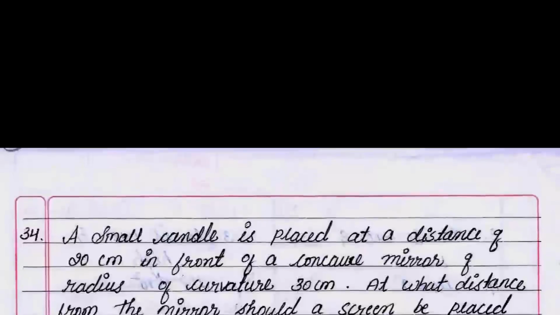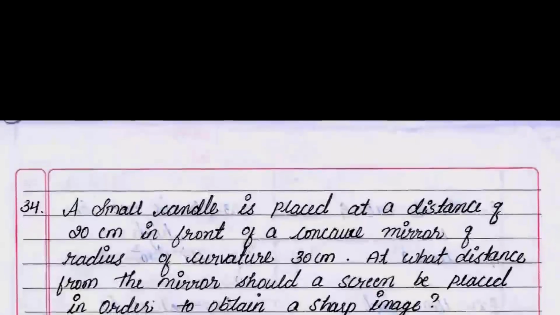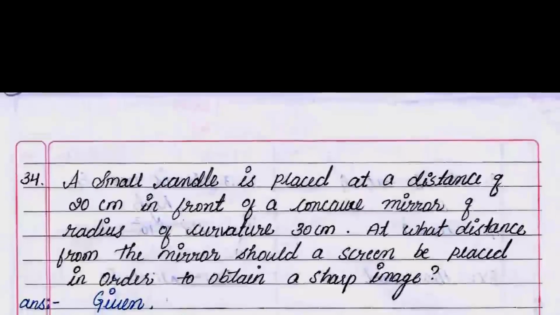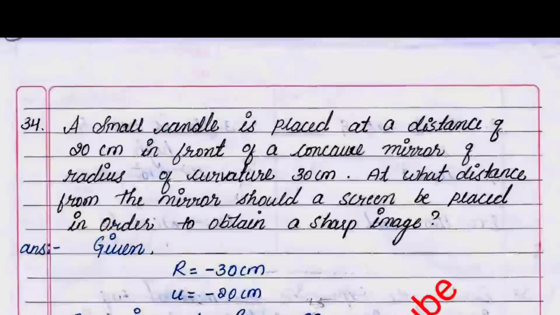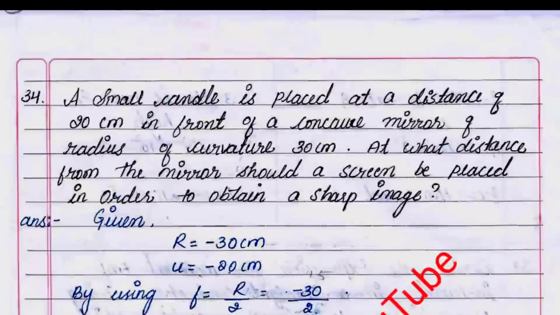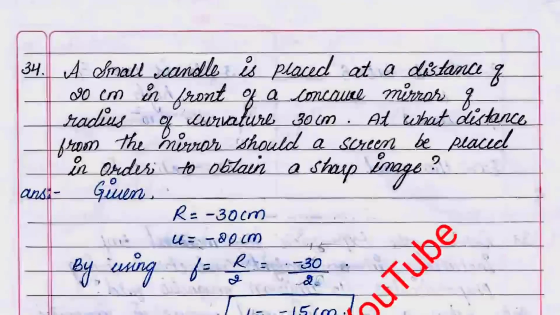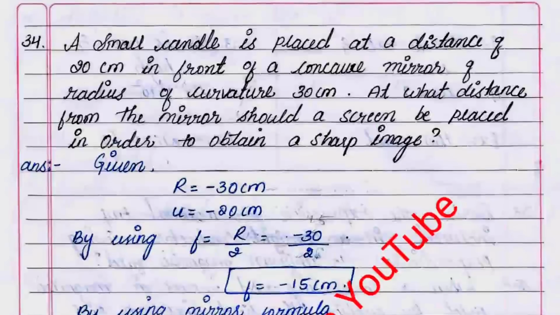A small candle is placed at a distance of 20 cm in front of a concave mirror of radius of curvature 30 cm. At what distance from the mirror should a screen be placed in order to obtain a sharp image, and the answer is below.